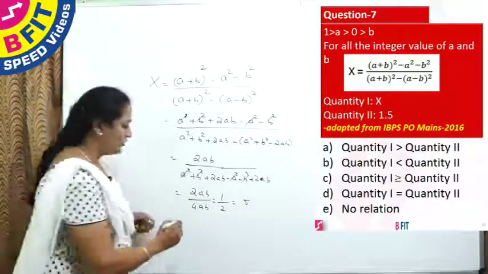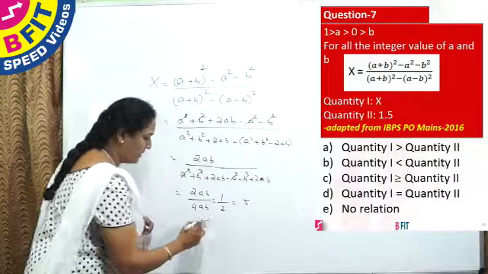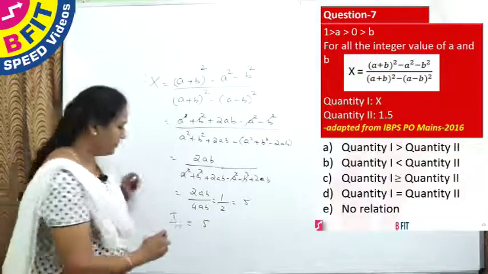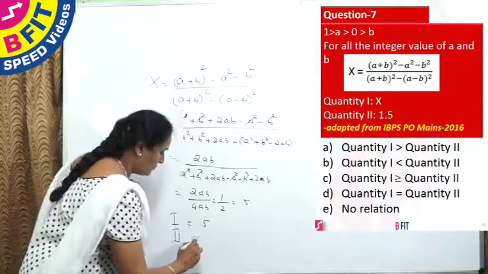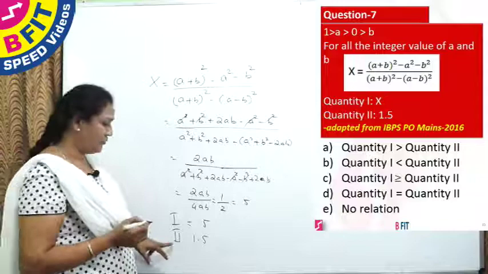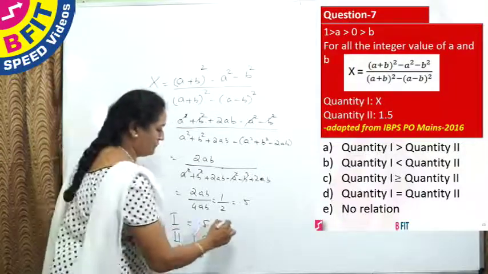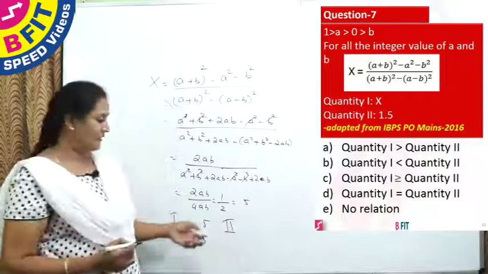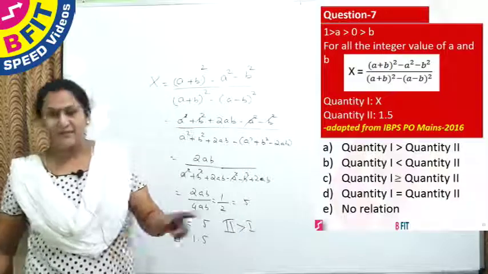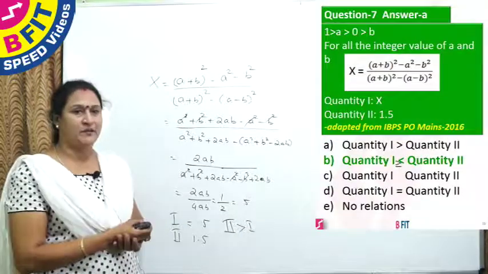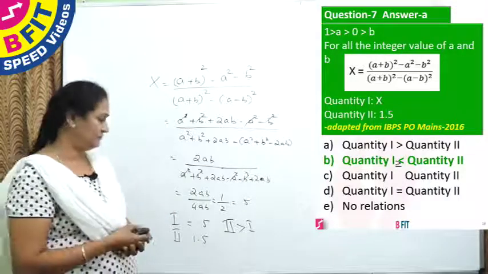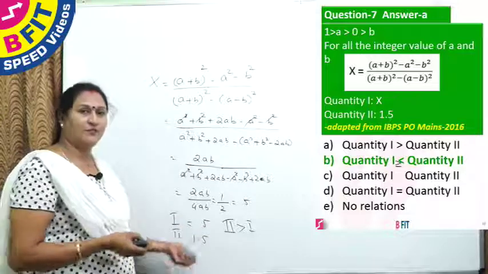And what is the x value? X value is 0.5 and that is quantity 1. Quantity 1 is 0.5 and what is quantity 2? It is given as 1.5. Quantity 1 x is 0.5, quantity 2 is 1.5, where we go for the conclusion that quantity 2 is greater than quantity 1, or quantity 1 is lesser than quantity 2. Answer is option B. Quantity 1 is 0.5 which is less than 1.5.